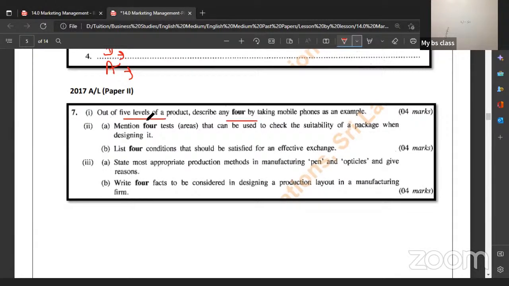What are the levels of a product? We call it the consumer value hierarchy. Right, 5 levels. Starting with core benefit, basic product, expected product, augmented product, potential product. And you have to take the example.